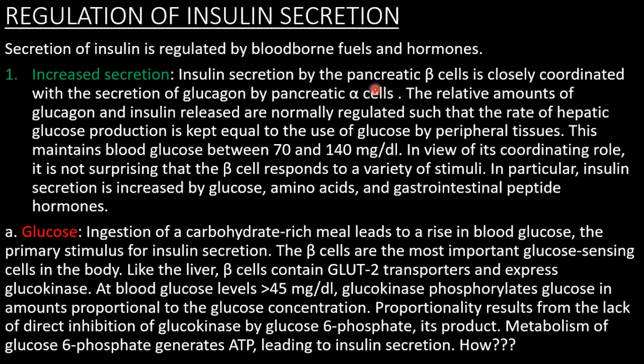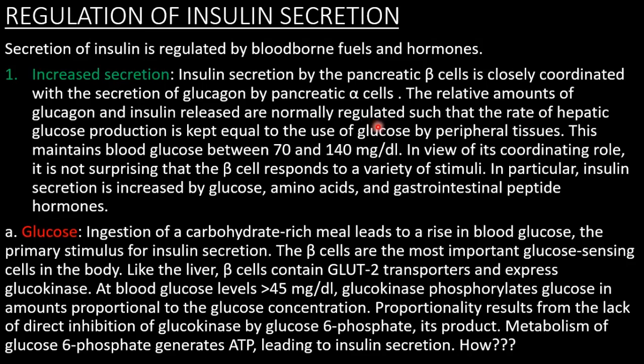When you have high insulin levels, the glucagon levels are low. When you have high glucagon levels, insulin levels are low, so they are antagonistic hormones. Now, the relative levels of glucagon and insulin released are normally regulated such that the rate of hepatic glucose production is equal to the use of glucose by peripheral tissue. What does that statement mean?